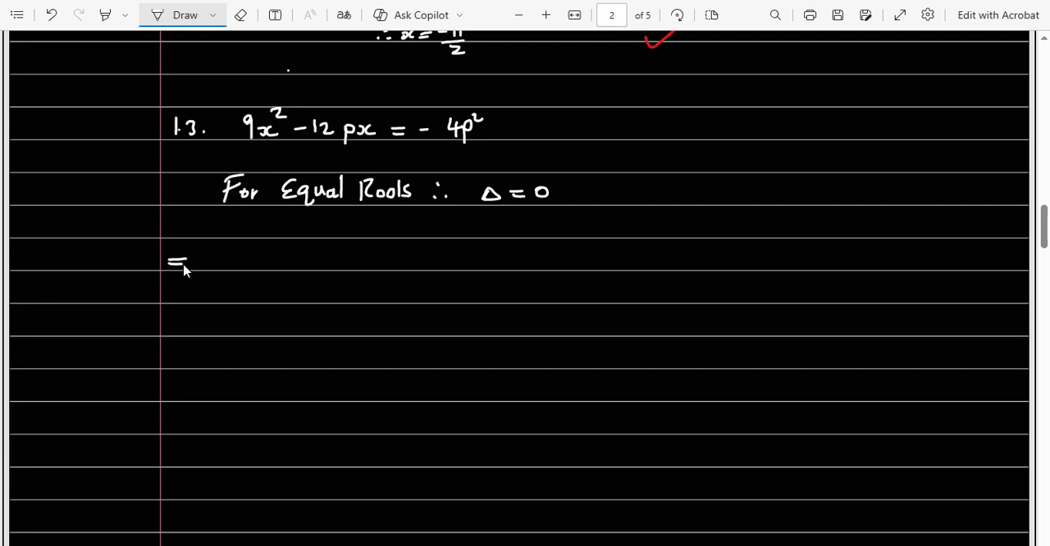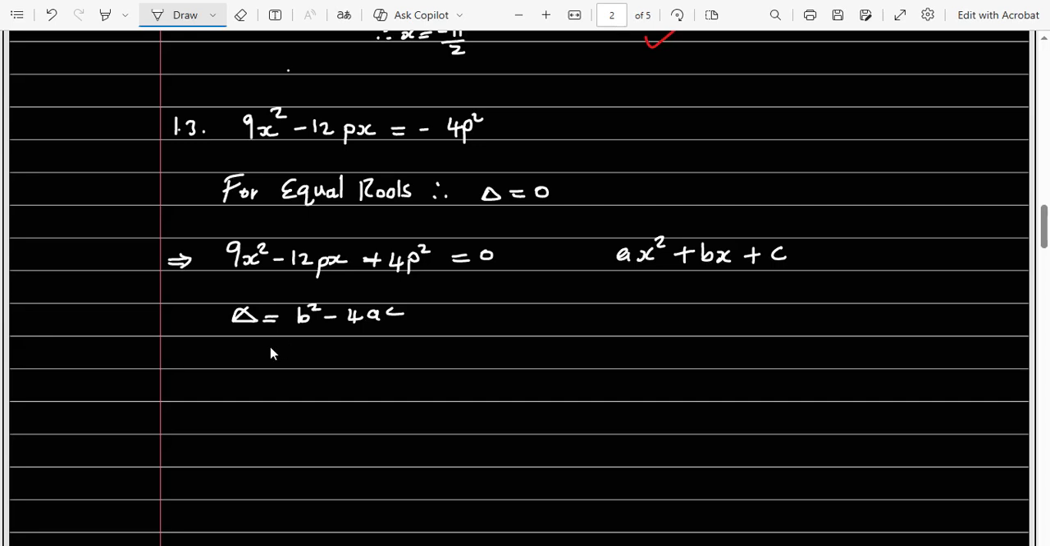Put the equation in standard form, meaning this will be 9x squared minus 12px plus 4p squared, equated to 0. This is in the form ax squared plus bx plus c. So the discriminant is b squared minus 4ac. You need to understand the values of a, b and c.